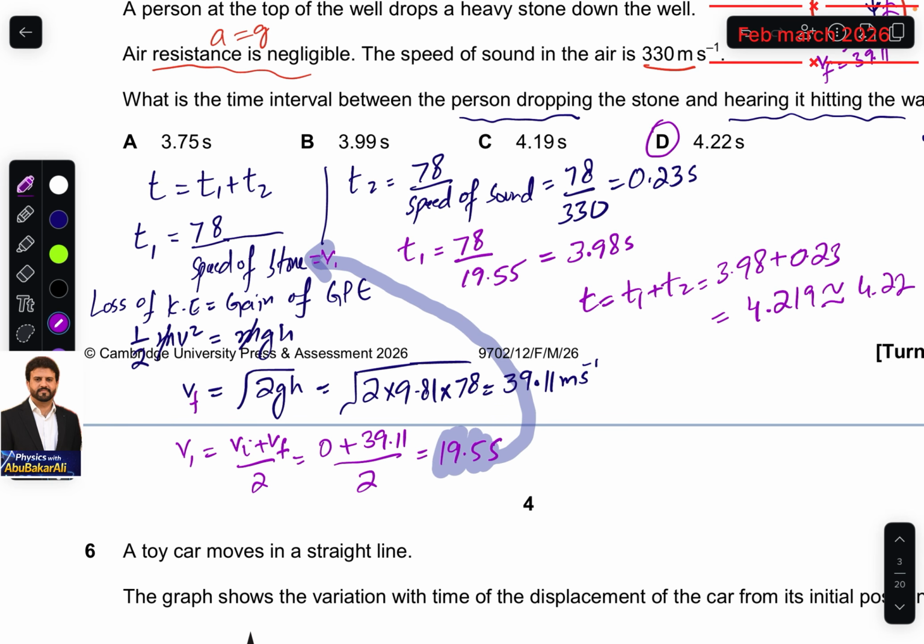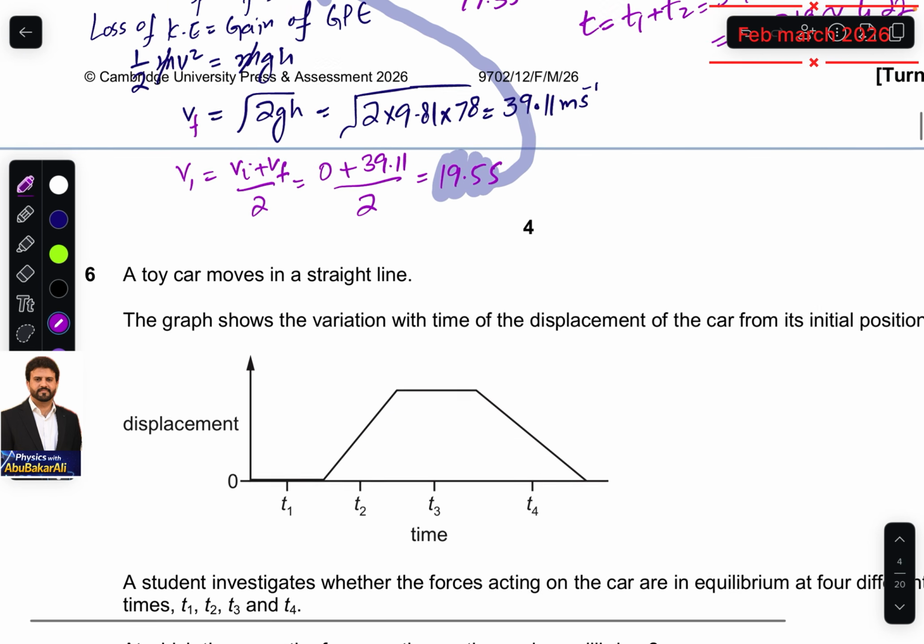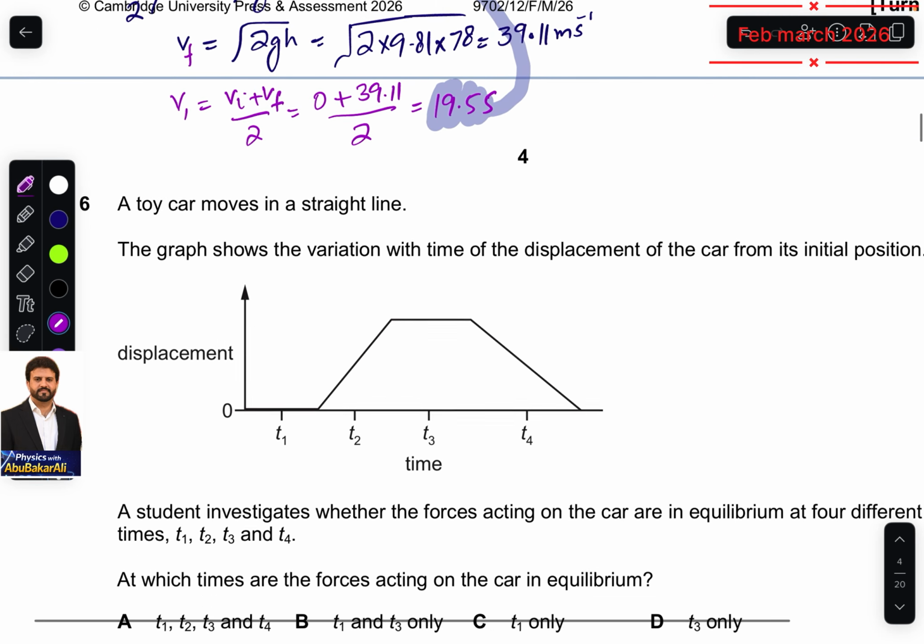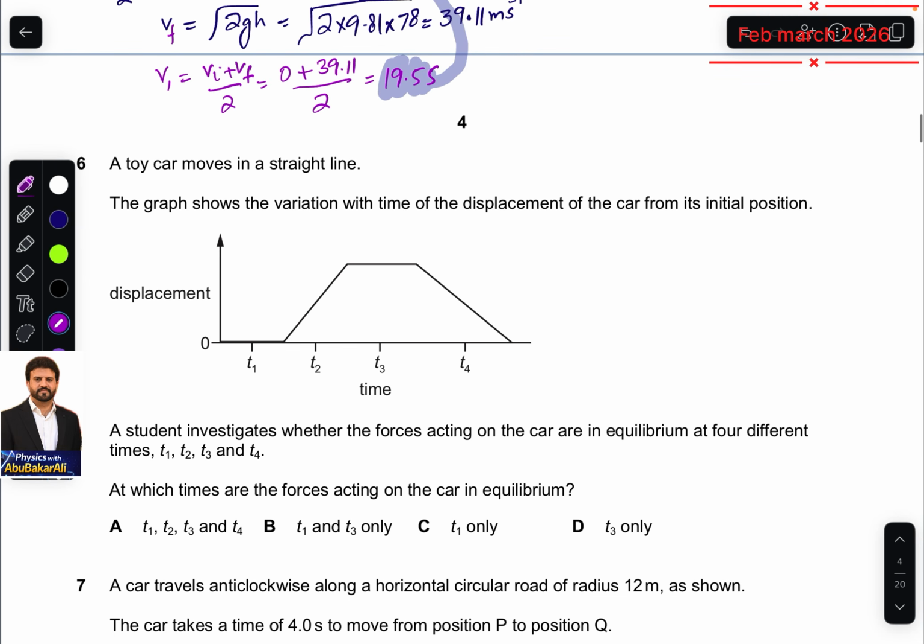Okay, moving forward, question 6. A toy car moves in a straight line. The graph shows the variation with time of the displacement of the car from its initial position. A student investigates whether the forces acting on the car are in equilibrium at four different times. At which time are the forces acting on the car in equilibrium?